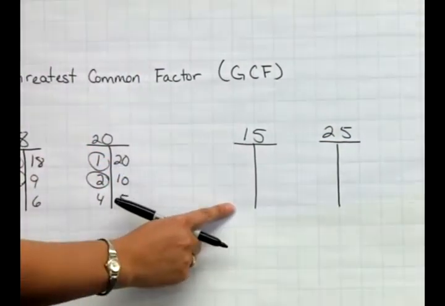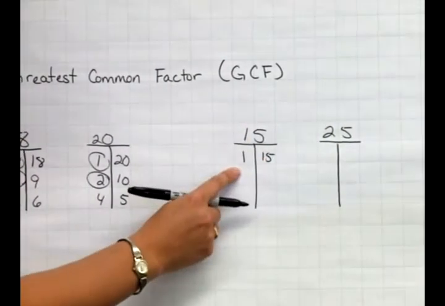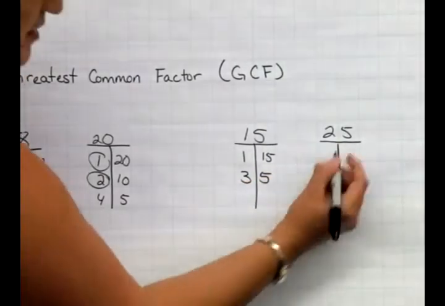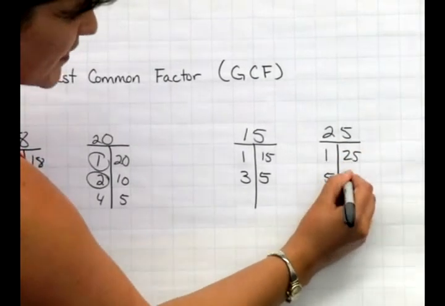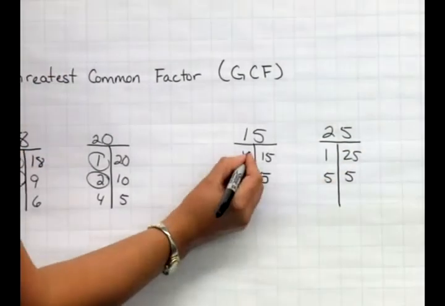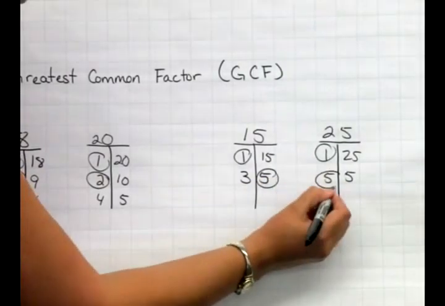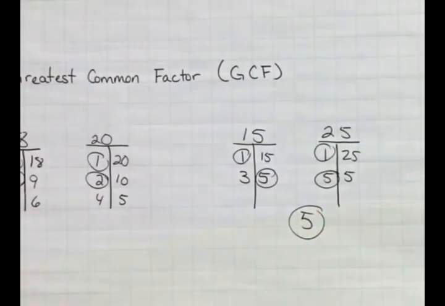So we're going to go through and list our factors again. 1 and 15, it's not a multiple of 2, but it is of 5, 3 and 5. And for 25, we have 1 and 25, and we have 5 and 5. We're going to find our common factors and see that our greatest common factor is the number 5.